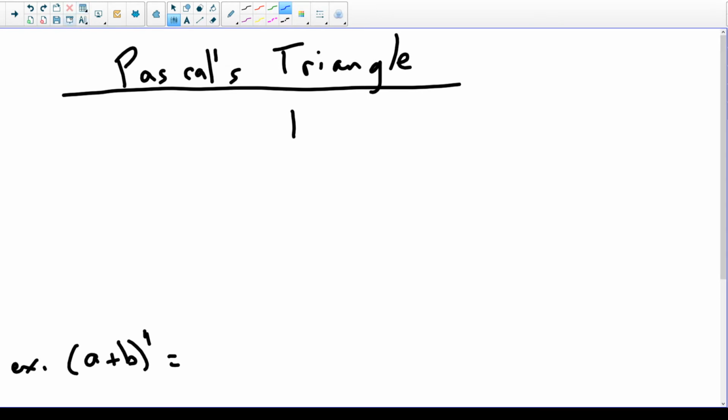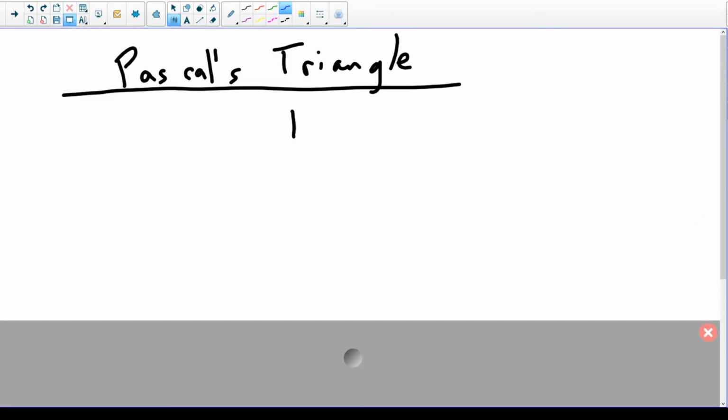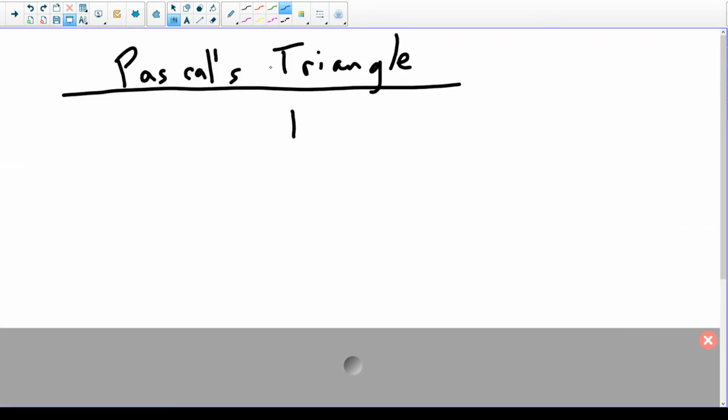Let me just put down a window pane here. So what is Pascal's triangle? Well, Pascal's triangle is a pattern that's been developed over many, many years. And basically it works like this. So I'm just going to show you how to draw out the triangle. So we're actually going to draw like a pyramid of numbers here, okay? And then we're going to talk about why this is helpful.